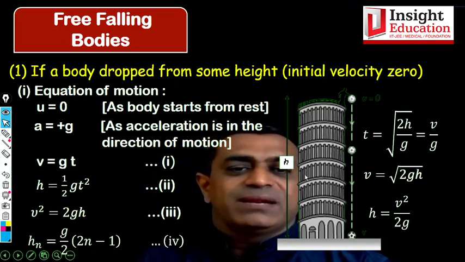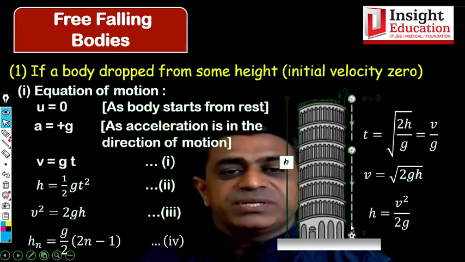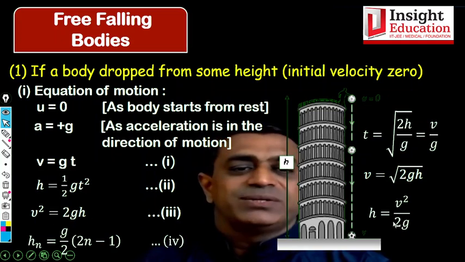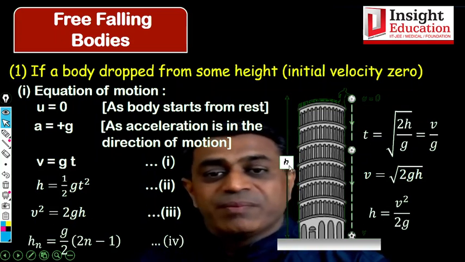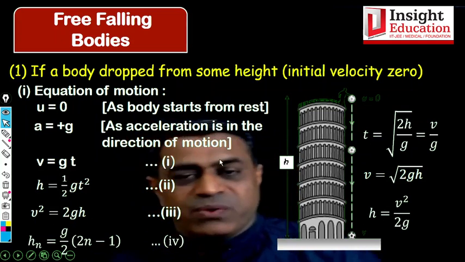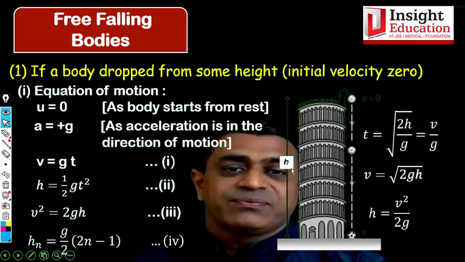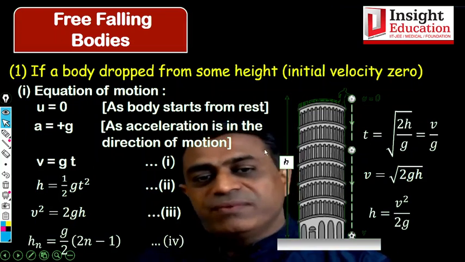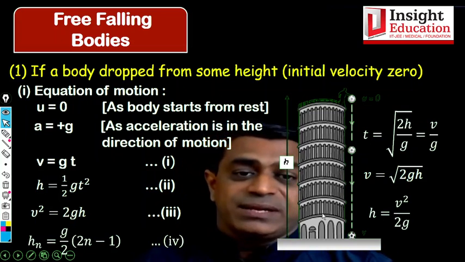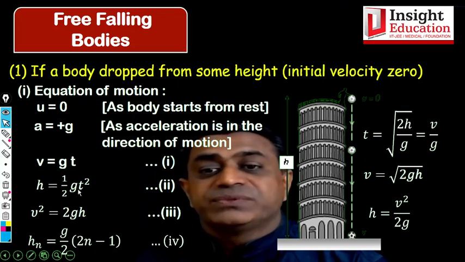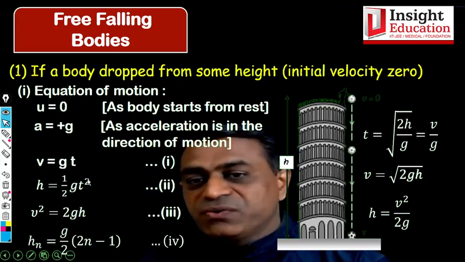And suppose the final velocity is given and you want to find the height h, then h is equal to v square by 2g. You have to remember all these shortcuts. Next, you have to draw the graphs: distance versus time, velocity versus time, and acceleration versus time. For distance, h is equal to 1 half gt square.